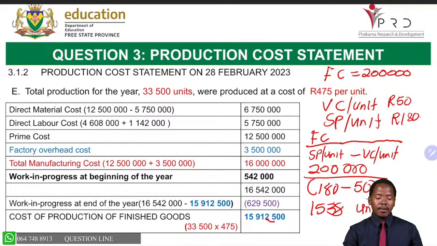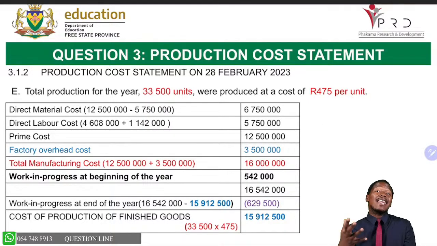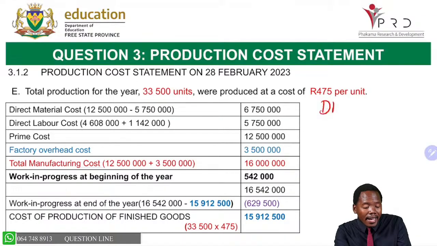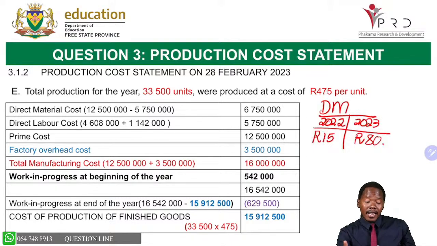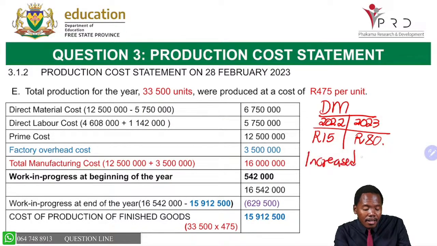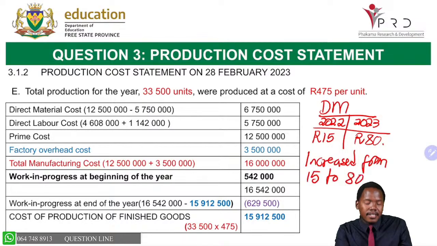Right. So this is the break-even point question. You may also be asked to explain, analyze or comment on direct material. You may be given direct material for 2022 and 2023. Direct material can be 15 rands here, and 80 rands here. Then they will say comment on the direct material. So what will be your comment here? Direct material increased. You'll say it has increased from 15 rands to 80 rands.